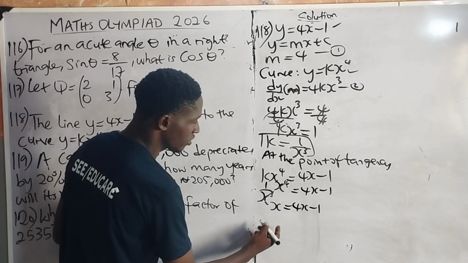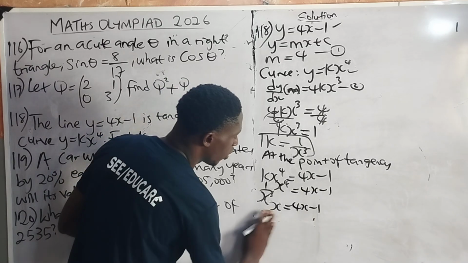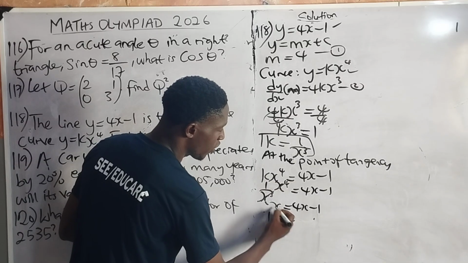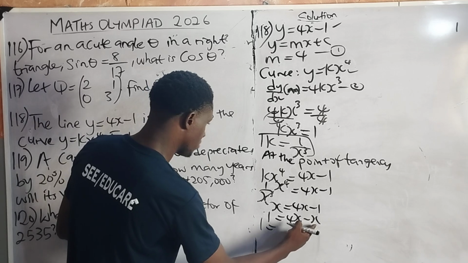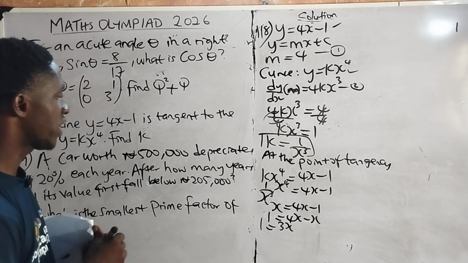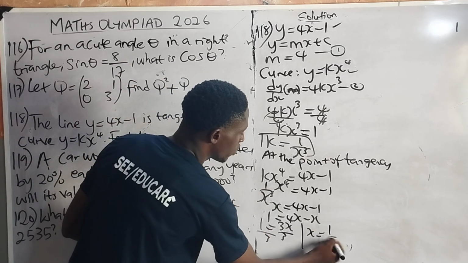Let's collect like terms. So I have s minus 4s equals to minus 1, or let's take s this side. When minus 1 comes here it is plus 1, equal to 4s minus s. So 1 is equal to 3s. Then how do we do this? We'll divide both sides by 3. So our s is equal to 1 over 3.